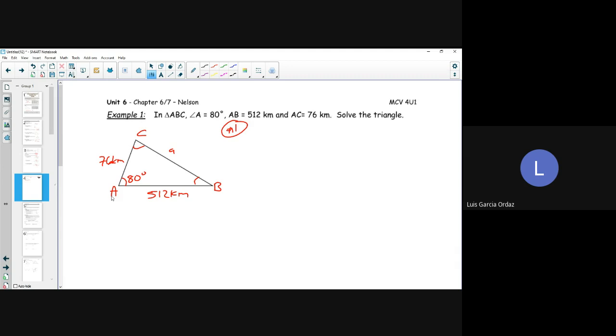We'll use cosine law because we have two sides and a contained angle. So my cosine law is going to be a squared is equal to 76 squared plus 512 squared minus 2 times 76 times 512 times cos of 80. So who can tell me what the right side is equal to?